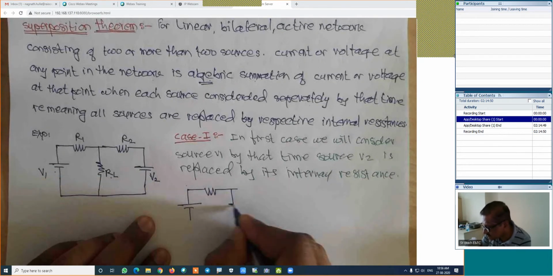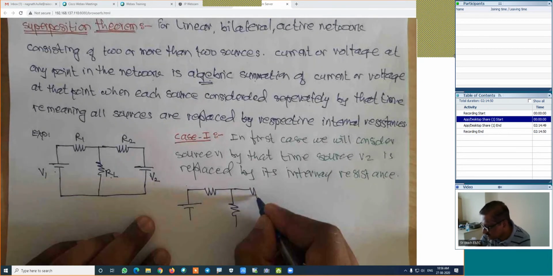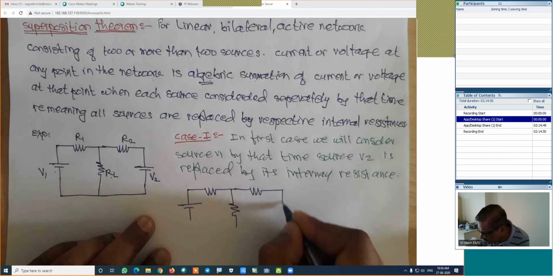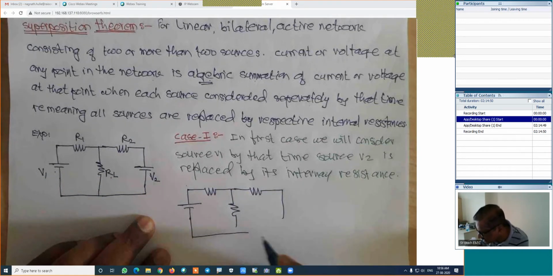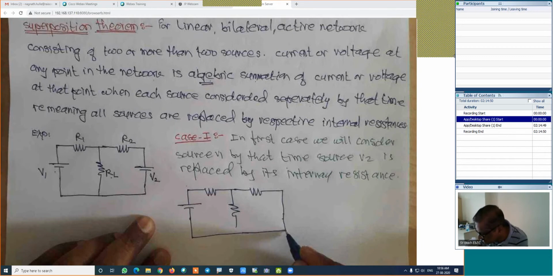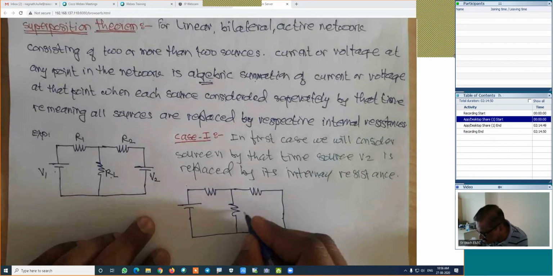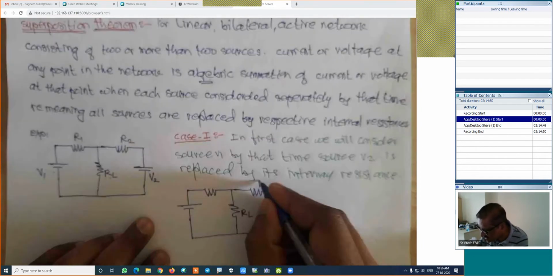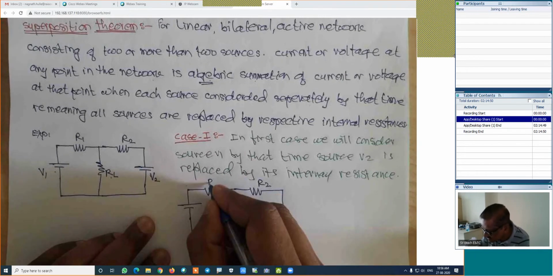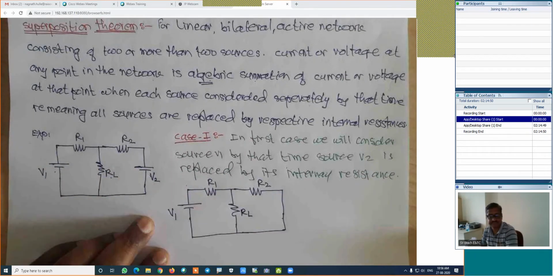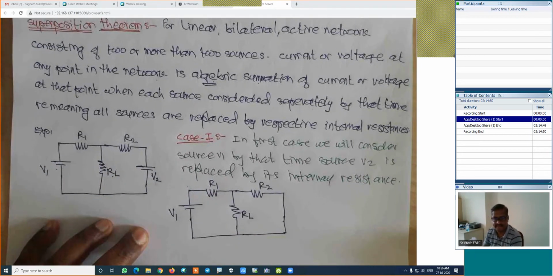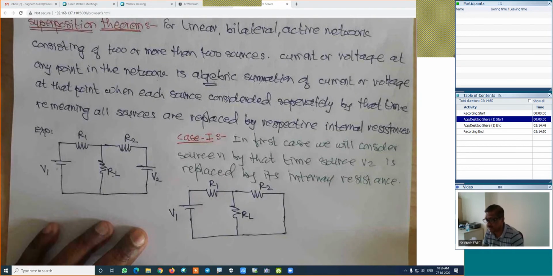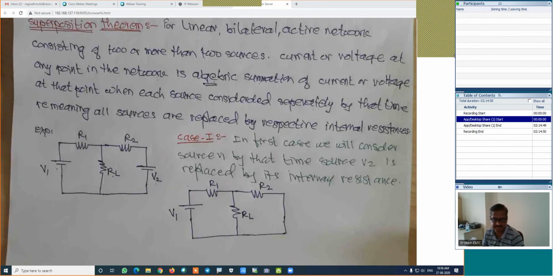Means every time we have to reduce the network, and in this case you are able to understand the series and parallel combination in a better way for this particular theorem. This is the case. Is it right? Now if we know this figure, then try to reduce this figure because we are interested in the calculation of the total current.